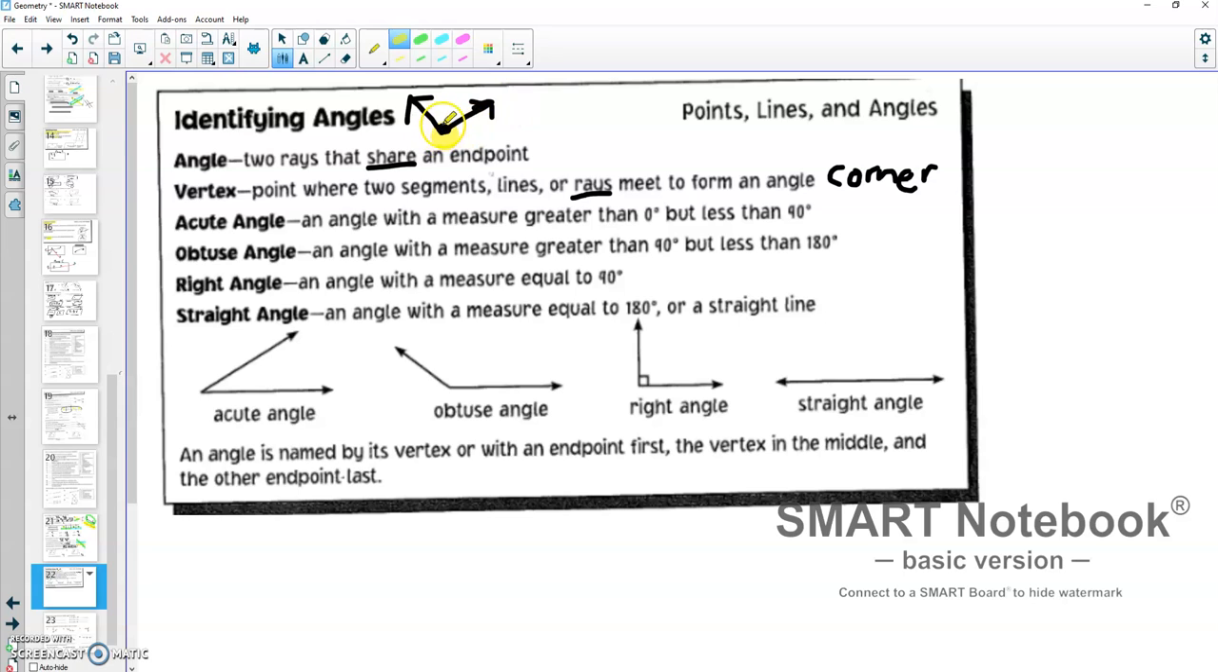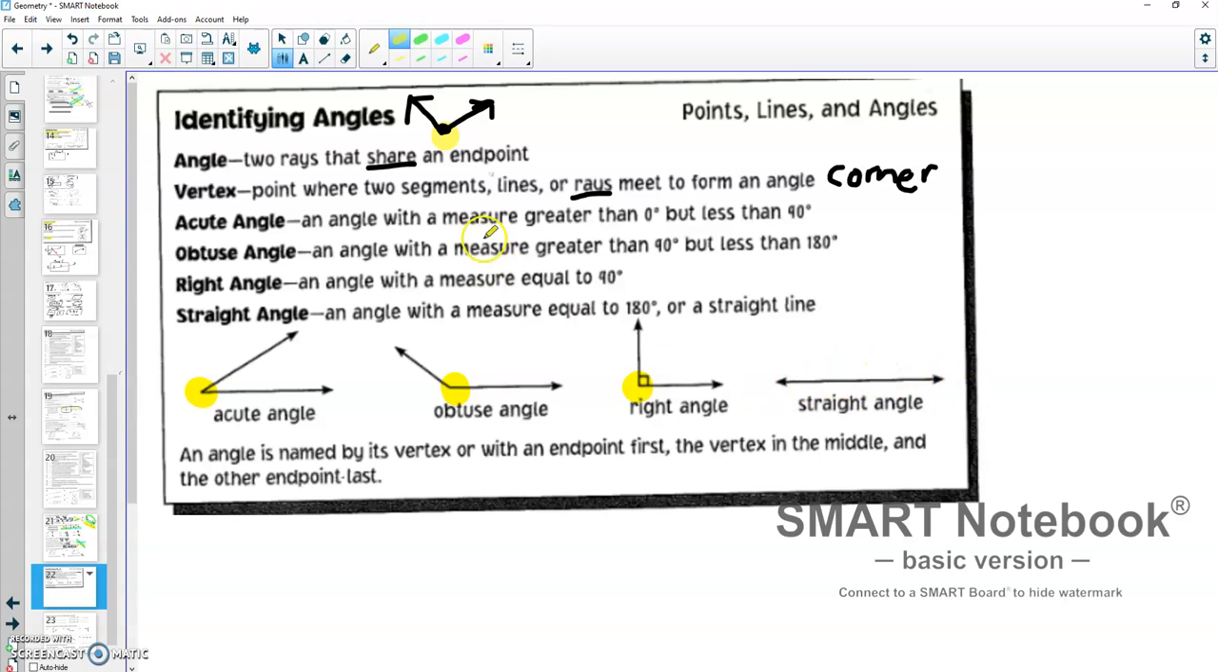It's our little corner. Looking at the acute angle, where's my corner or vertex? Right here. Where's my corner or vertex? Right here. Here. And is there a corner on this one? No, not really. It's just a straight line.